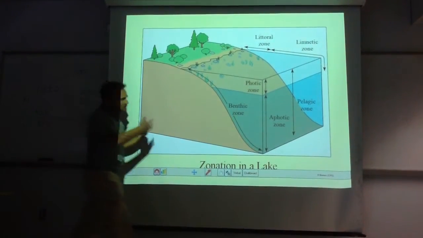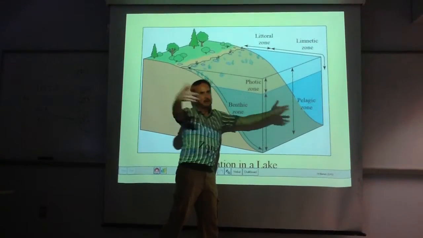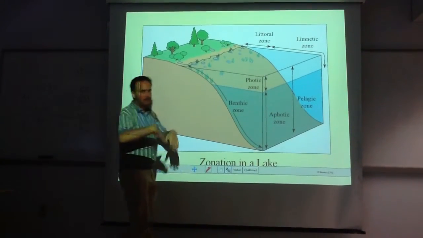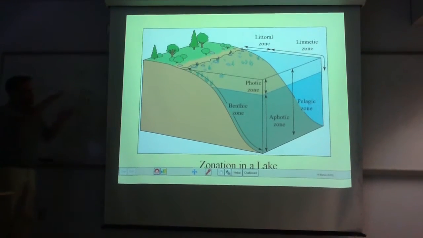And then you have these different zones. You have a pelagic zone, that would be the free swimming zone, and then you have a benthic zone, those would be things on the bottom. And you could really almost think of each one of these as being a different life zone.